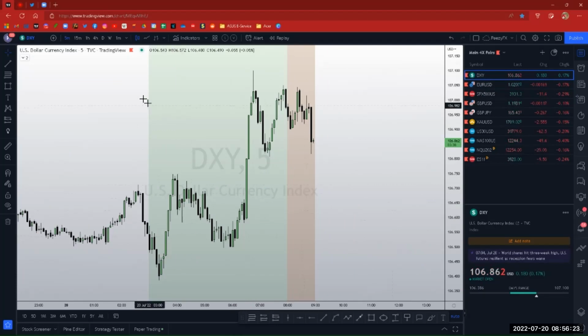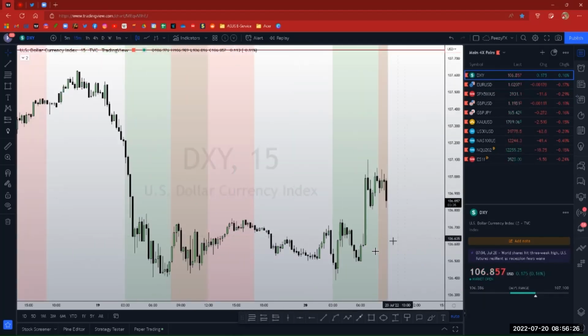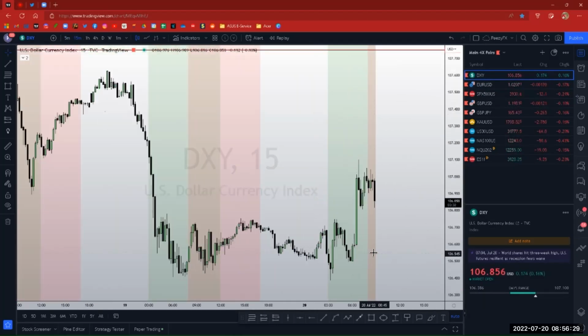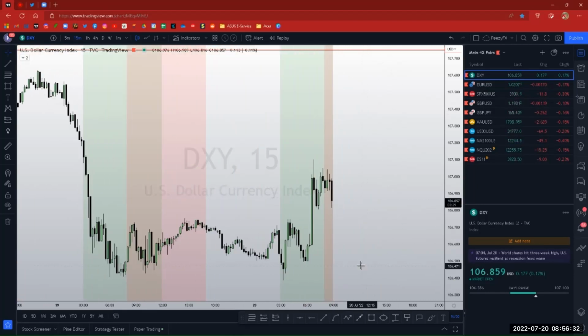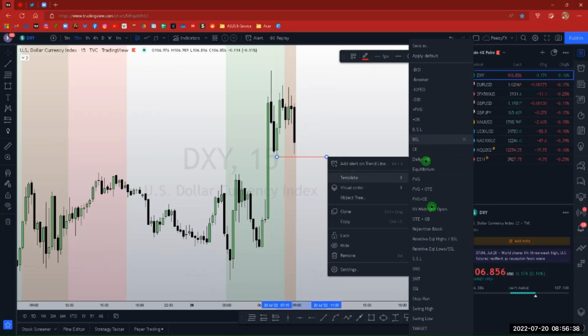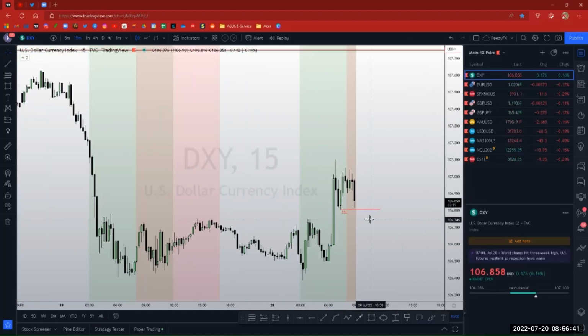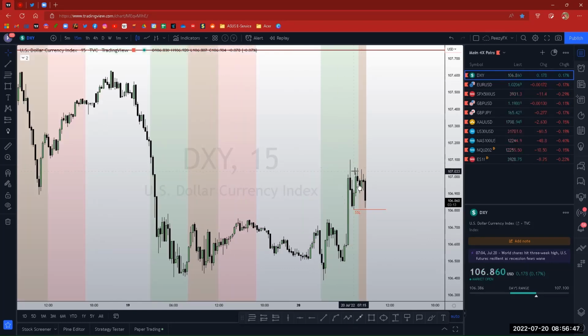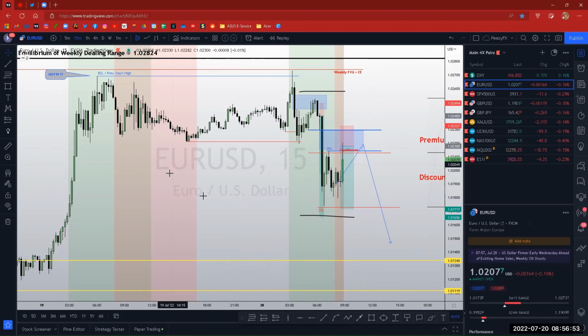And another thing I look for is the DXY. I don't like how this DXY is dropping right now, but maybe it's coming to take this sell side liquidity before going higher. But I do want to see DXY go up because it is directly correlated to Euro USD. So when the DXY is going up, Euro USD is going down.